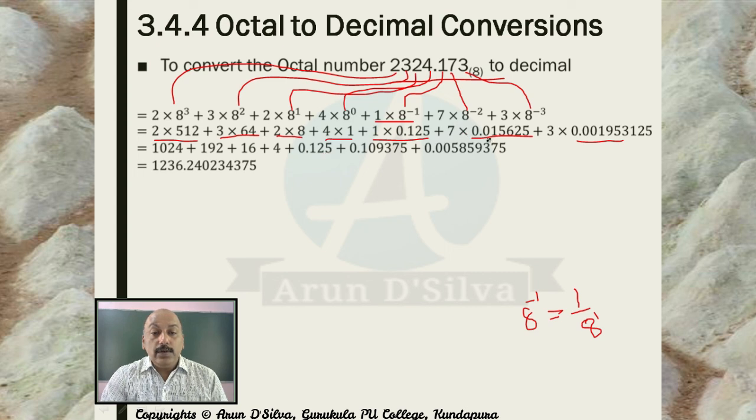7 into 0.015625 gives 0.109375, and 3 into 0.001953125 gives 0.005859375. Altogether, when you add, the answer is 1236.240234375. And this is the decimal equivalent of the given octal number.